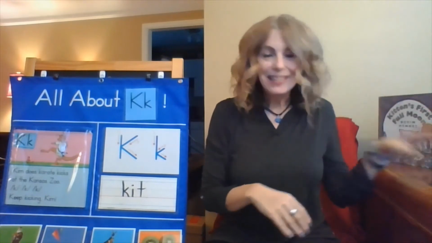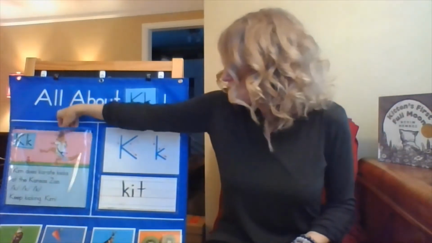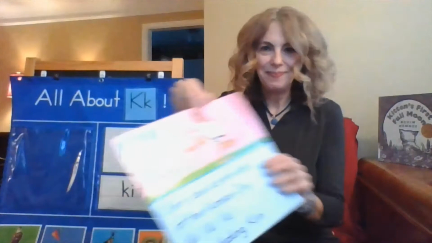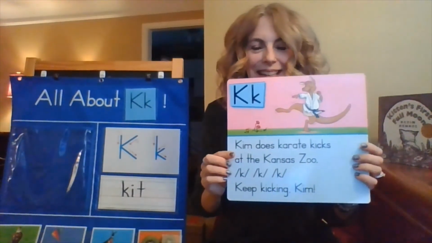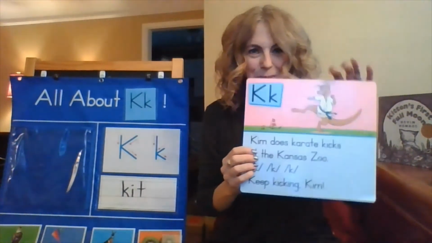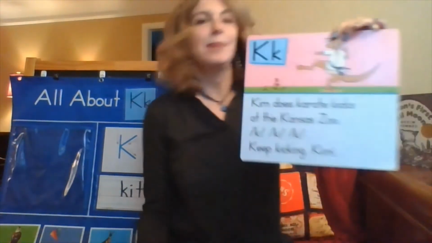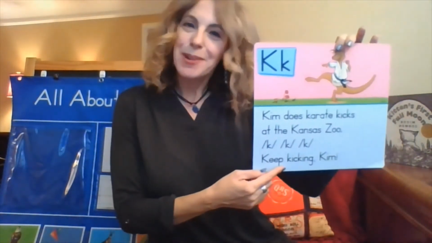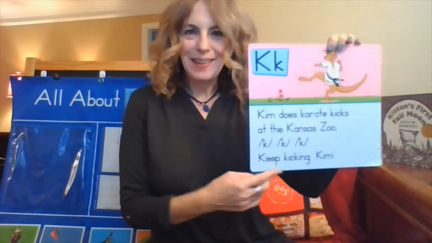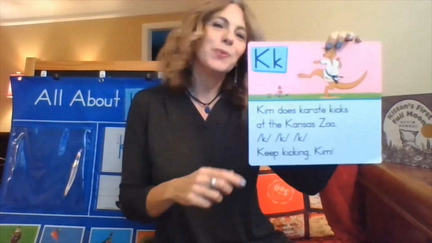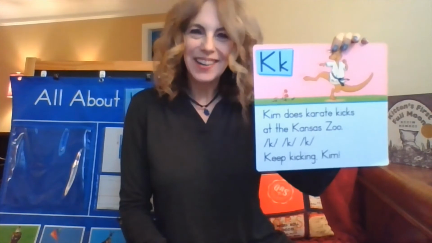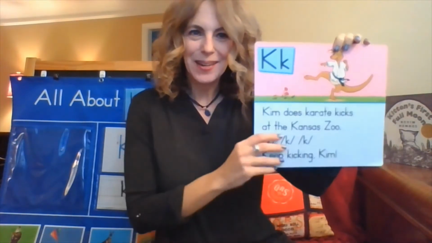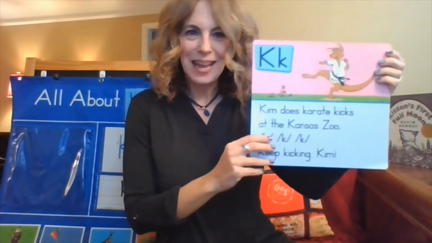So next, we have a little story here, and it's about a kangaroo. Let me move up this way just a little bit here so I can see it. Now in this story, I'm going to read it to you first and then get your eyes ready because we are going to count all the letter K's that we can find in this story. We'll see how many we can find today.